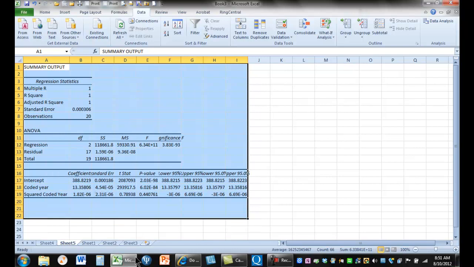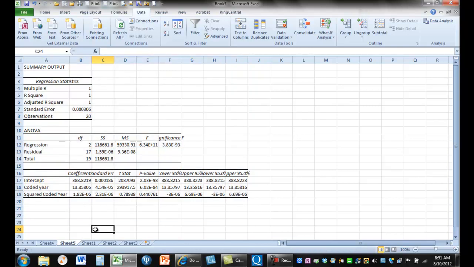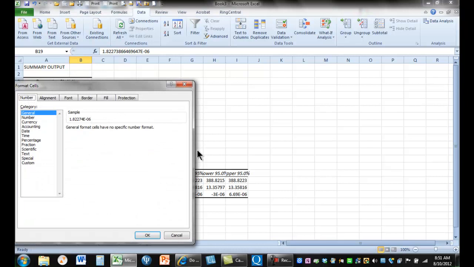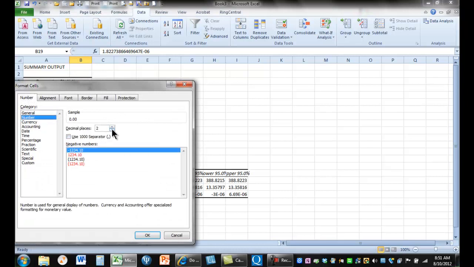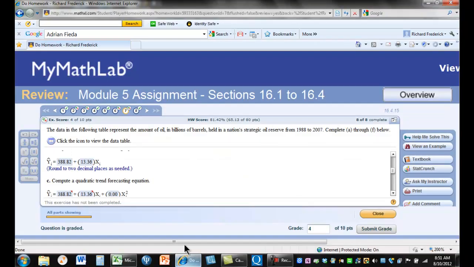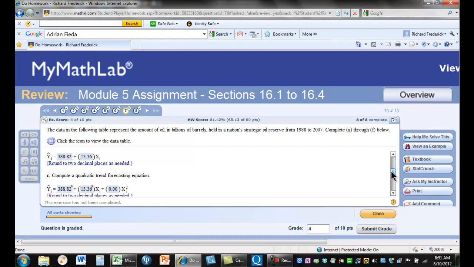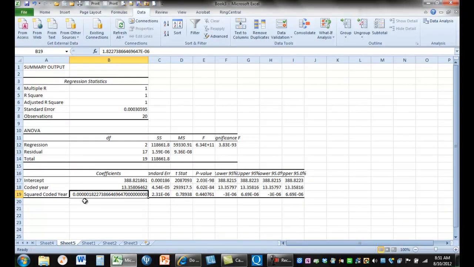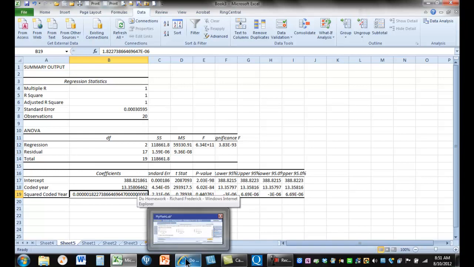Okay, so it looks like the quadratic has no effect at all. This is a very tiny value. If you're not clear on what exponential notation is, we'll just reformat that to decimals. So you see that value is very, very small. Let's see what they got here. They got the same thing that we got: 388.82, 13.36, plus zero for the squared value.